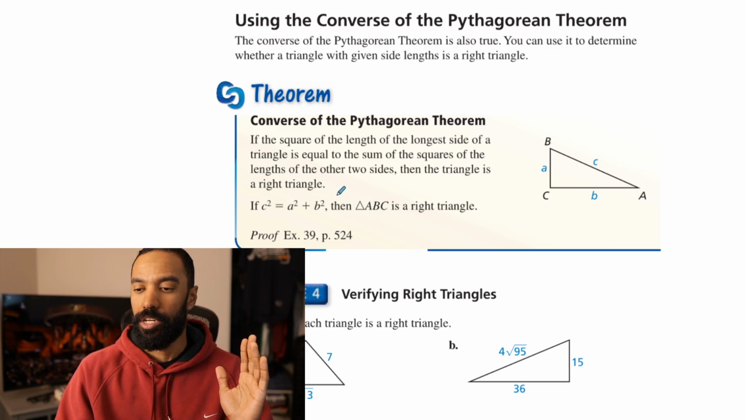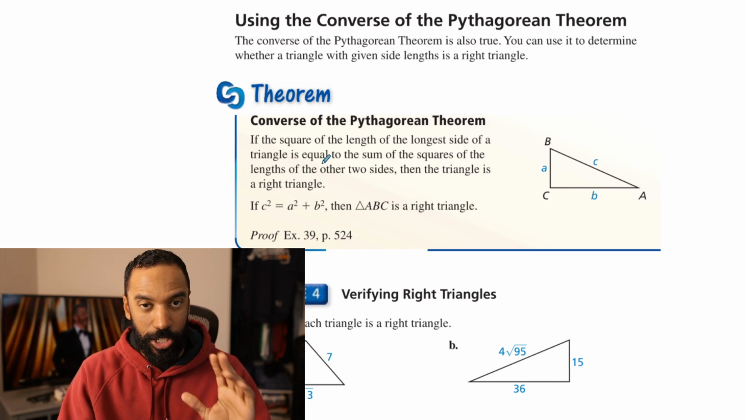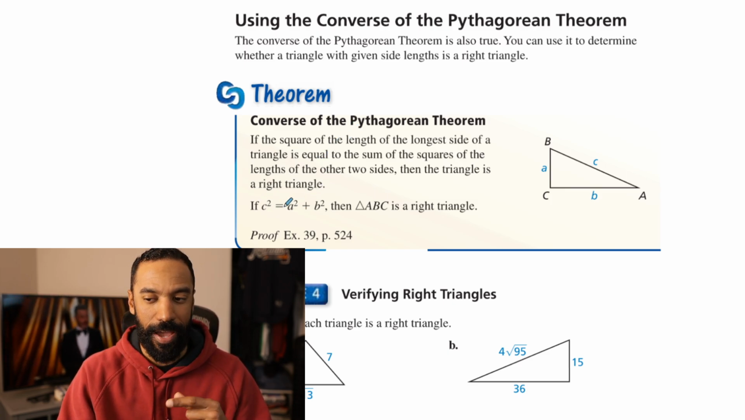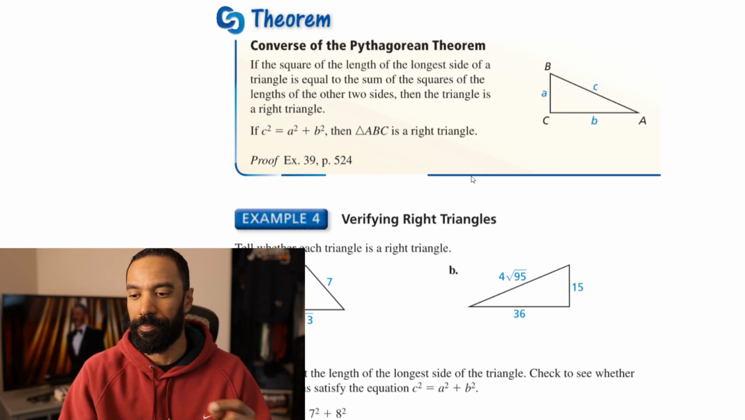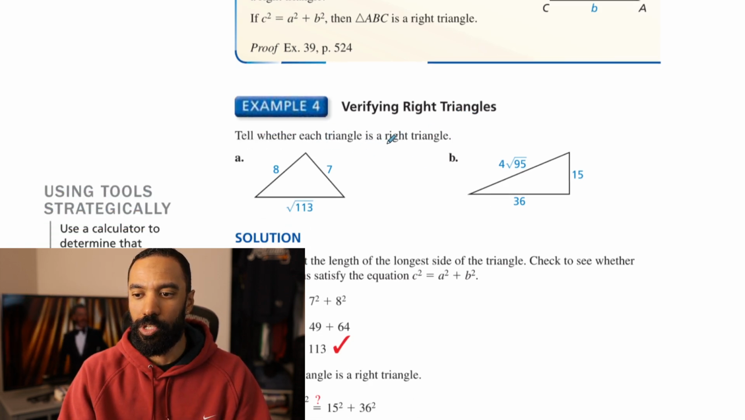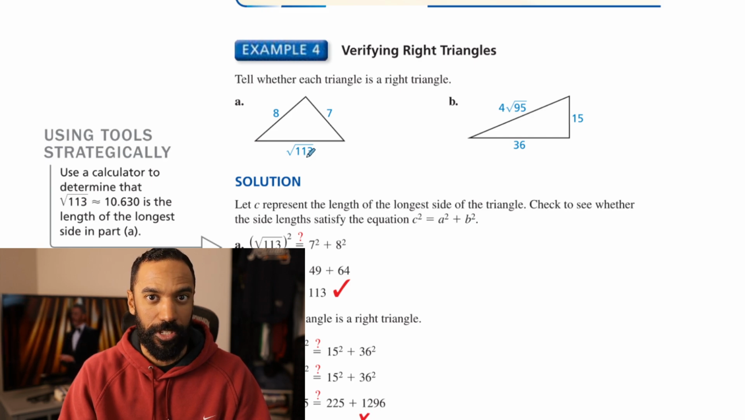So, we say in right triangles a squared plus b squared equals c squared, but if in a triangle that's not known to be a right triangle you have that, then it is. And that's important for when we classify triangles of other types as well. So, are each of these right triangles? We've got to figure out, is 7 squared plus 8 squared equal to the square root of 113 squared?